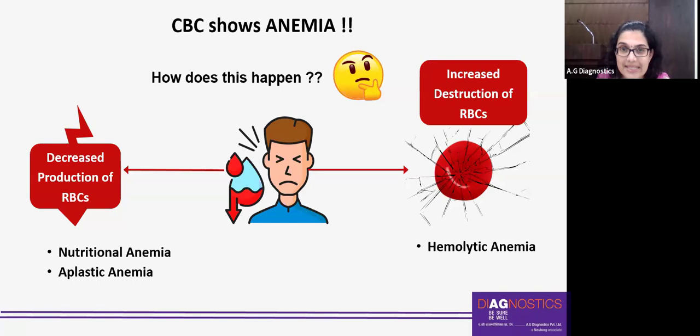We begin with our CBC, which shows low hemoglobin for the age, sex, and race as defined. And so the patient is having anemia. And how does this happen? To put it simply, this could be because of decreased production of RBCs, as we see in nutritional anemias, or in bone marrow suppression, as in aplastic anemias, or it could be due to the increased destruction of RBCs, as in the case of hemolytic anemias. And this is going to be the focus of my talk today.